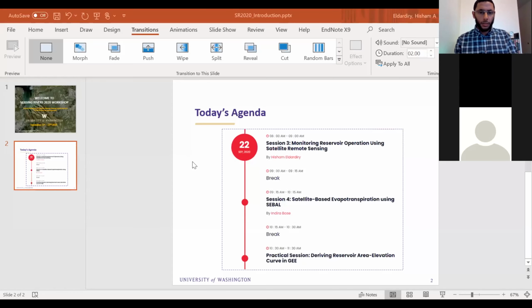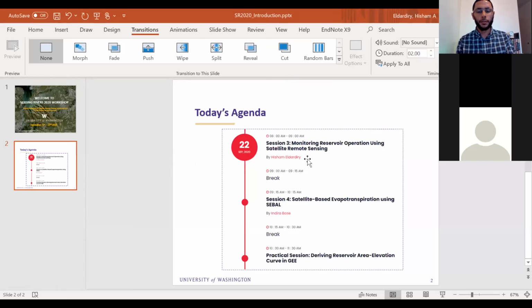Okay, let me share this again. So here is the agenda for today. We'll have a presentation first. I'll do it on monitoring reservoir operation using satellite remote sensing, and then we'll have a break for 15 minutes.